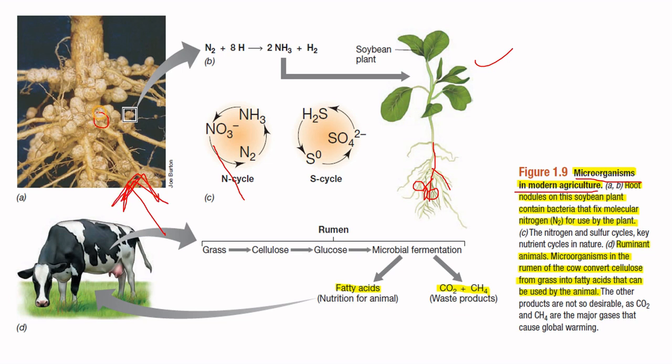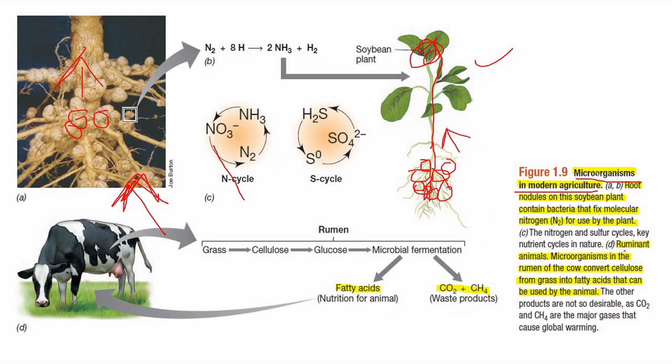And in these root nodules the microorganisms are present, and these microorganisms absorb molecular nitrogen from the air, and they fix it into the plant cell, and that nitrogenous compound is used by the plant cell for its growth. So the microorganisms present in the root nodules help the plant to grow and to get the nitrogenous compound. Okay, so in this way microorganisms help the plant cells to grow.